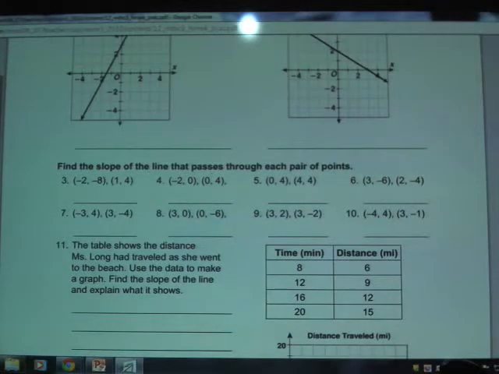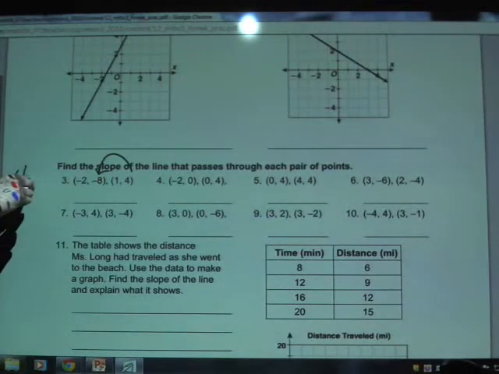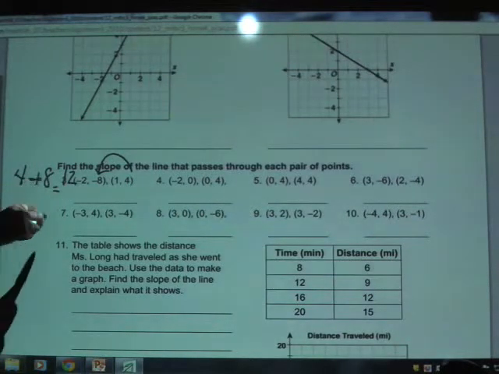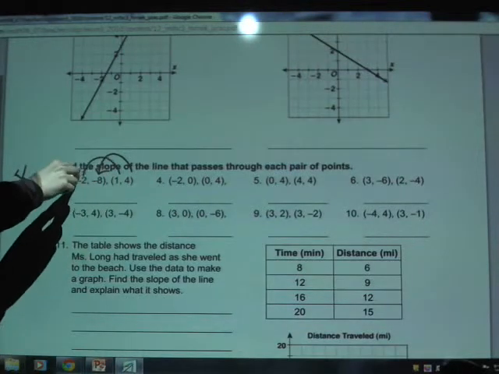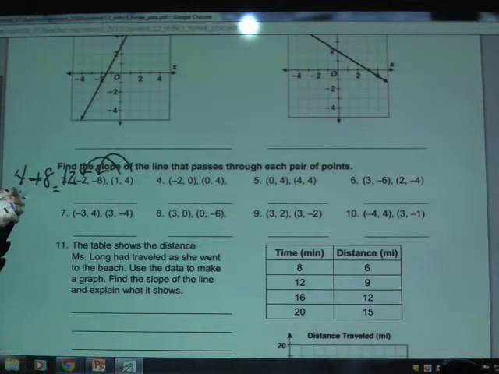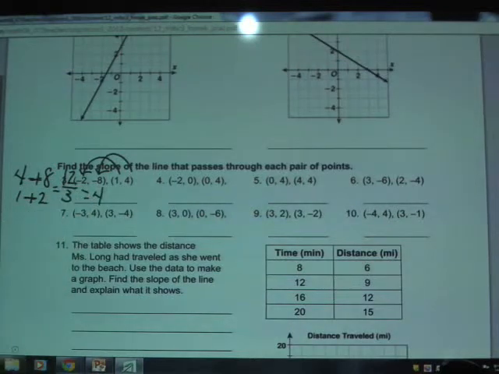So let's try that with number 3 here. We've got (-2, -8) and (1, 4). I'm going to start off by subtracting the y values. So I'm going to do 4 minus -8, and of course that's going to change into a 12. And I'm going to subtract the x values in the same order. Notice I'm going right to left here. So I'm going to do 1 minus -2, and that's going to change into 3. So I end up with 12 over 3, or 4.